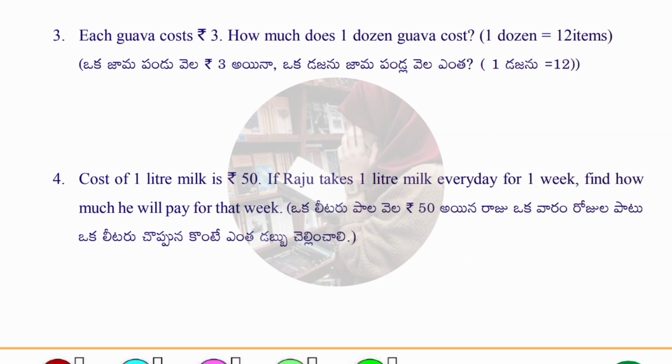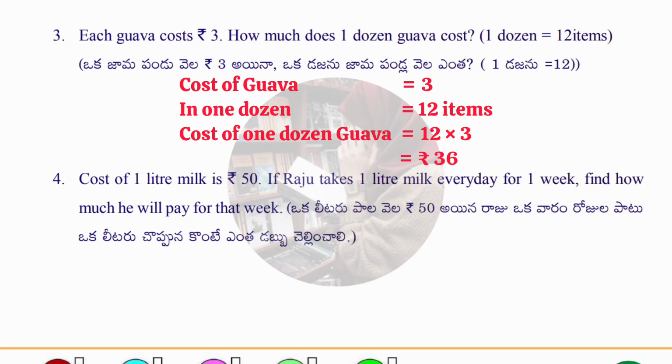Let's move on to the third question: each Goa costs rupees 3. How much does 1 dozen Goa cost? In 1 dozen, how many items will be there? 12 items, which is already given. Let's see the answer. Cost of a Goa is equal to rupees 3.